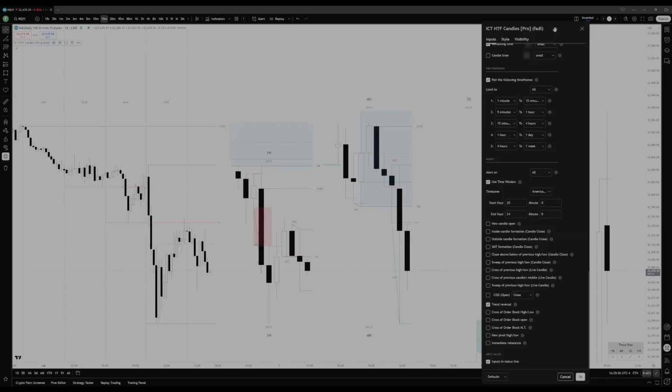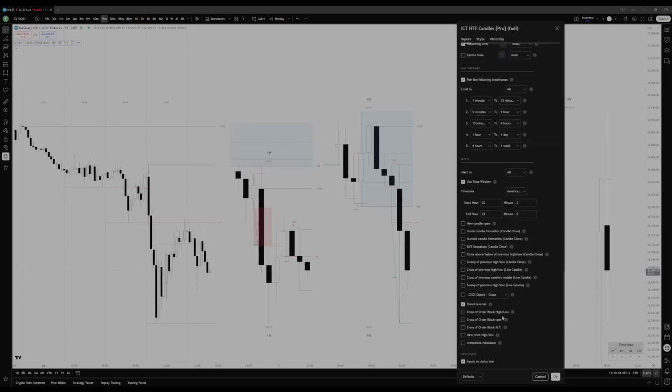Trend reversal. Trend reversal will wait until the trend switches, for example, the bottom section. If a 15-minute trend reversed from bearish to bullish, then you will get notified and then you can just take an action based on that.